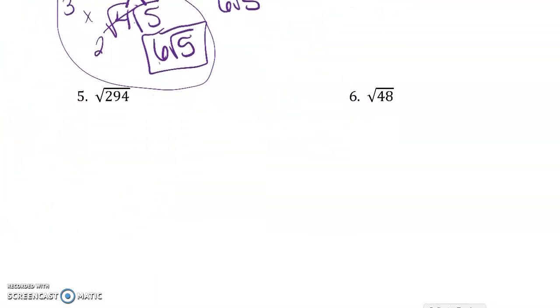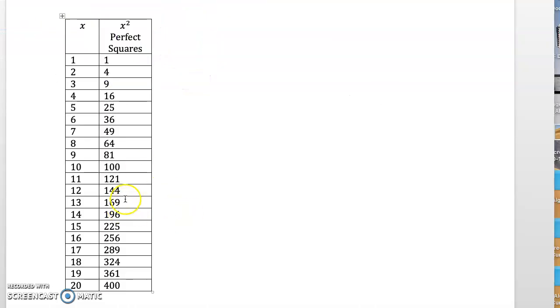Okay, 294. I have no clue what goes into 294. So what I'm going to do is look at my list. I'm going to start with like 144. 294 divided by 144 gives me a weird decimal, so that's not it. Then I'm going to divide by 121. I'm just doing this in my calculator. 294 divided by 121, another decimal.